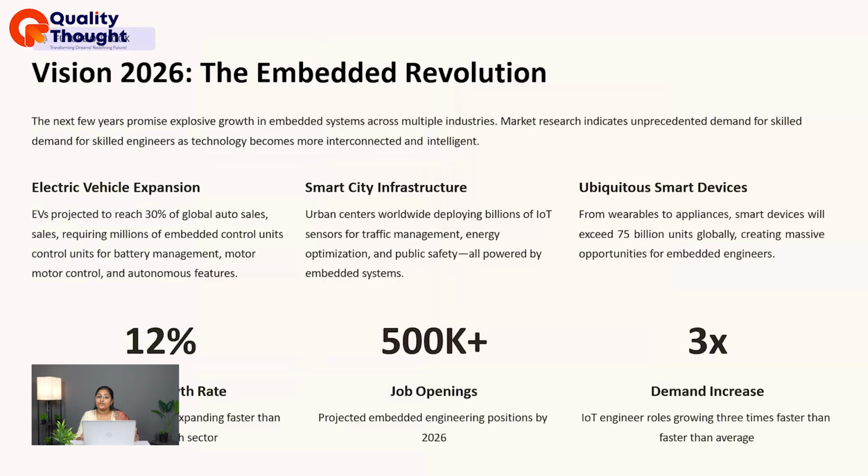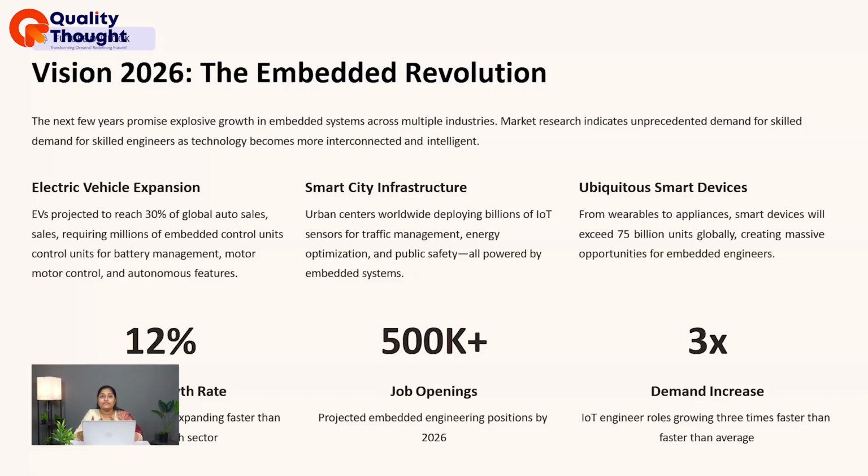Next, yes, Vision 2026, the embedded revolution. So what is this embedded revolution? Coming in the next 5 years, we have electric vehicle expansion. Now we have seen that no one prefers to use petrol or diesel vehicles, the oil type of vehicles. In cars as well as Tesla, everything comes under EV vehicles. Whenever EV vehicles are developed, we are integrating millions of chips.